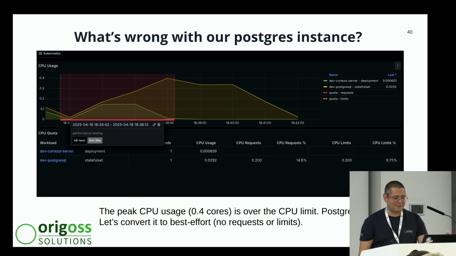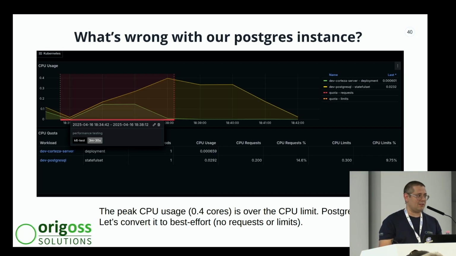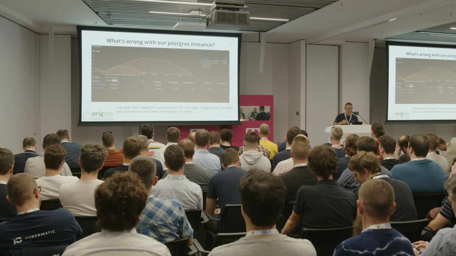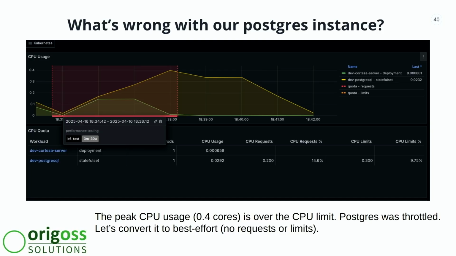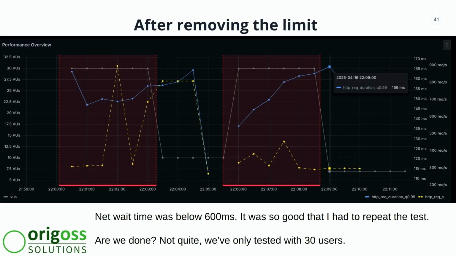I also checked that the CPU usage was over the limit on my Postgres instance. So this means that the Postgres database was throttled, and you can see on the curve that after a while it went down. So this is when throttling happens in Kubernetes. So what I did, I converted this to a best effort pod. I also checked which container is using more, because I have a sidecar for the metrics export in my Postgres. It was the database instance, not the metrics sidecar. So I converted this to be a best effort pod, and I got such good results that I couldn't believe it.